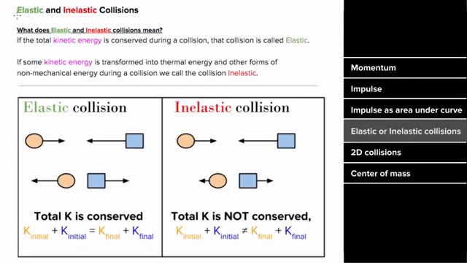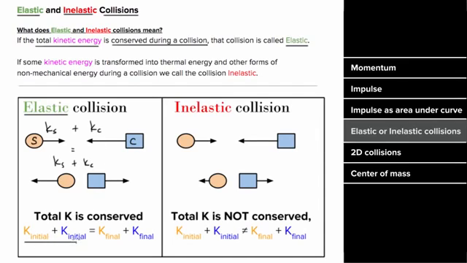What's the difference between an elastic and an inelastic collision? What we mean by an elastic collision is that the total kinetic energy of that system is conserved during the collision. In other words, if a sphere and a cube collide, for that collision to be elastic, the total kinetic energy of the sphere plus the kinetic energy of the cube before the collision would have to equal the kinetic energy of the sphere plus the kinetic energy of the cube after the collision.